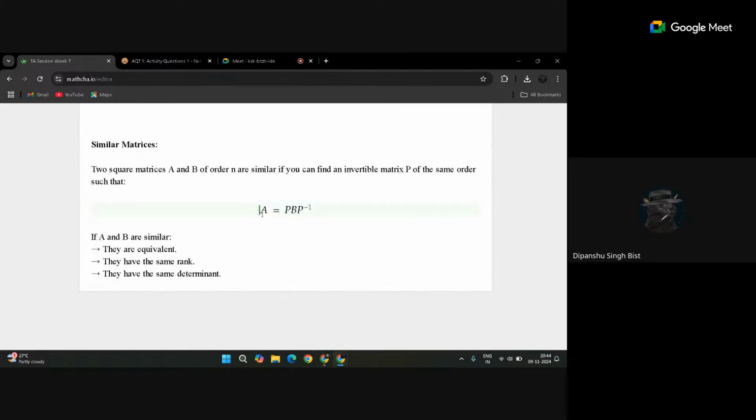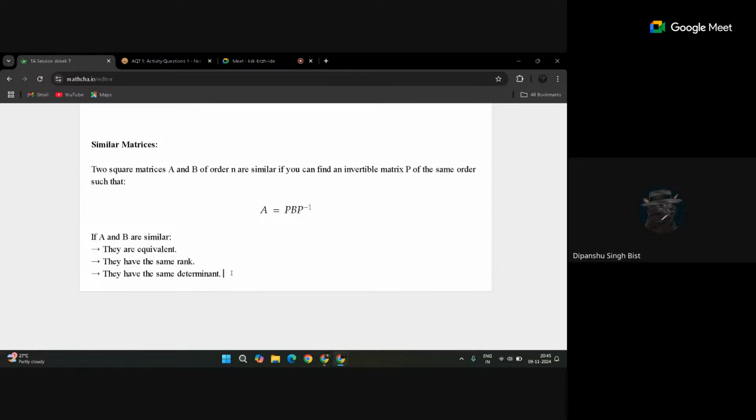Why the same determinant? Just take the determinant on both sides. It would be determinant of A equals determinant of P into determinant of B into determinant of P inverse. And determinant of P inverse is just the inverse of determinant of P, that is 1 over determinant of P. So both these things will cancel out each other and you will be left with determinant of A equals determinant of B. But you must keep in mind that this condition is not vice versa. You cannot say that if the determinants are equal then the matrices are similar. No, it's wrong. But if A and B are similar, then they are equivalent, they have the same rank, they have the same determinant.